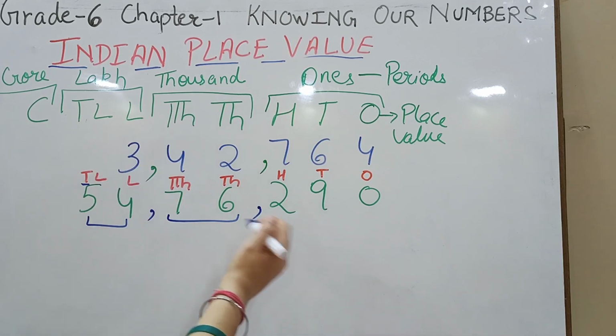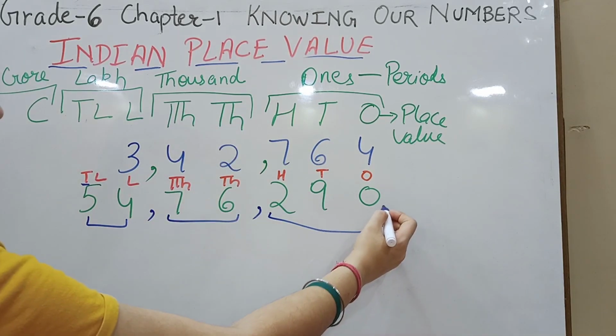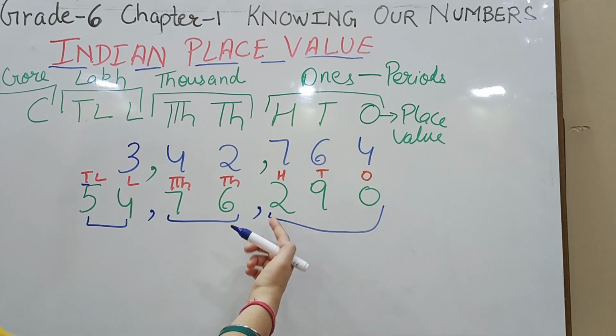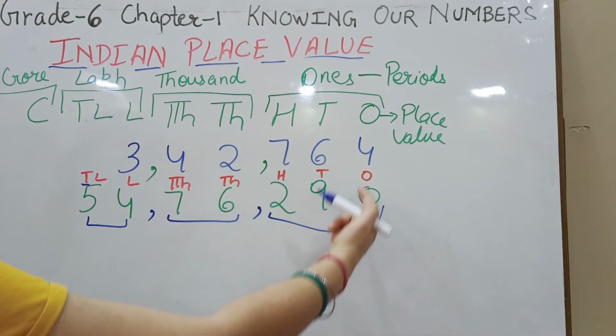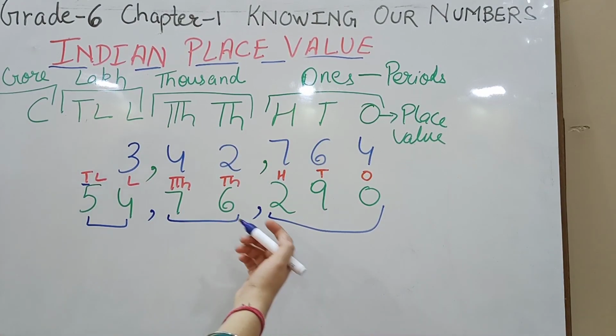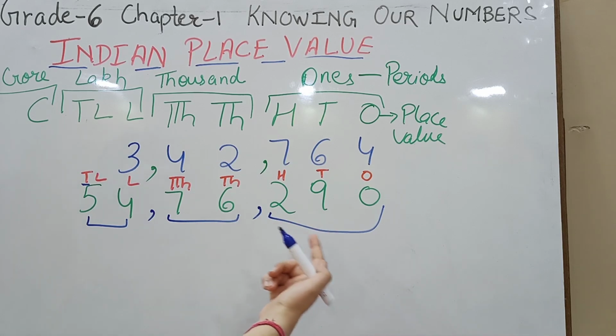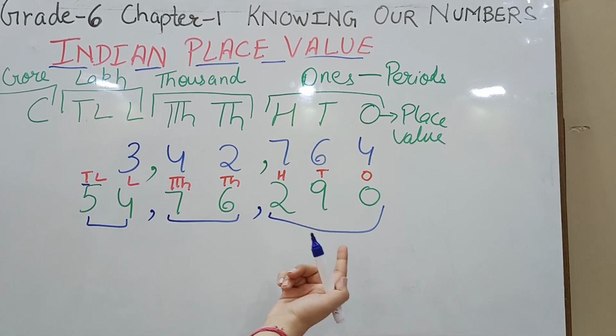76 under the period of thousands, 76,290. Why are we not reading it as 2, 9, 0, 1? Because it belongs to the period of ones only. So, 290. So, this is how we are going to read any number under Indian place value system.